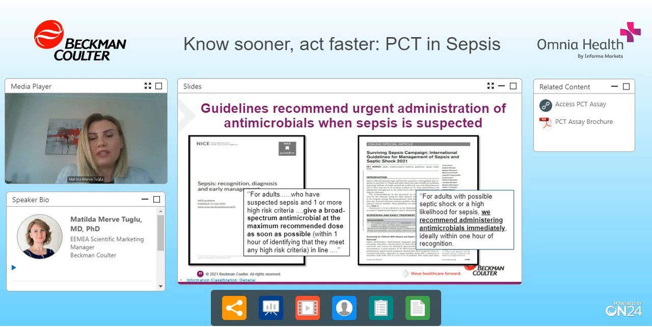Guidelines recommend urgent administration of antimicrobials when sepsis is suspected. As you see, the NICE guideline and the Surviving Sepsis Campaign guideline, which was newly published this month, both recommend administration of antimicrobials as soon as possible in patients with sepsis.